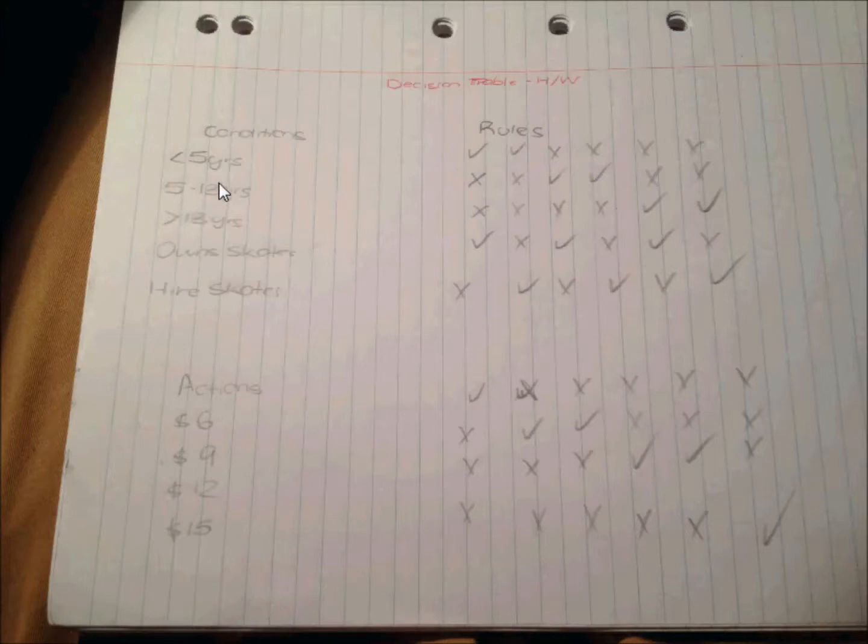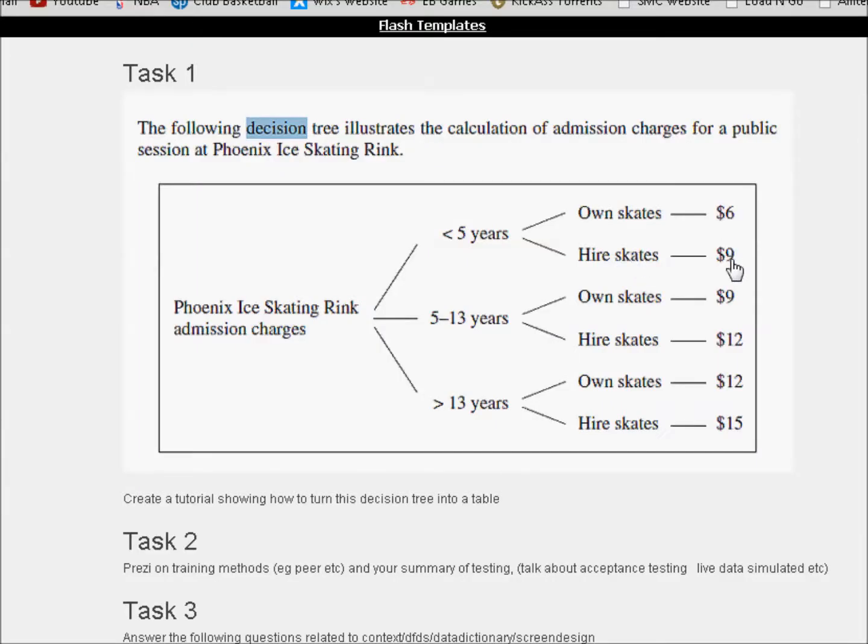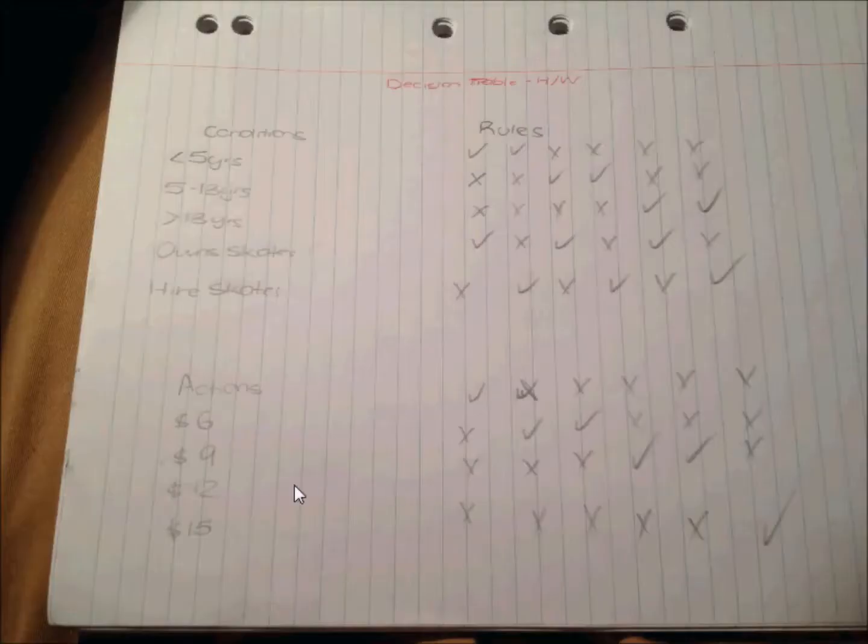The conditions here are, like I said before, less than 5 years, 5 to 13 years, greater than 13 years old, own skates or hire skates. You don't have to write out own skates or hire skates 8 times; you just write it twice, because there's only two outcomes. For the actions at the bottom, I've summarized them. The diagram says $6, $9, 9 again, 12, 12, and 15, but you don't have to do that. You can summarize it to four key figures: $6, $9, $12, and $15.